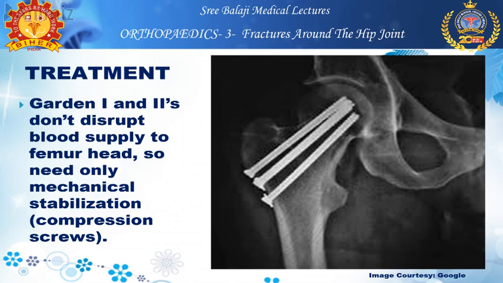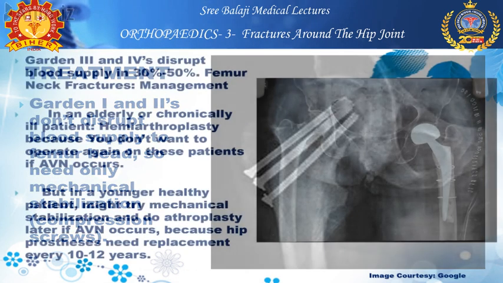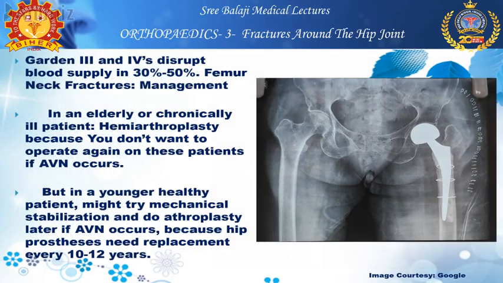What is the treatment modality for Garden's type 1 and type 2? Since type 1 and type 2 do not disturb the blood supply to the femoral head, there is no need for any mechanical stabilization; a compressive screw fixation is more than enough. Whereas Garden's type 3 and 4 disrupt the blood supply by 30 to 50%. So the femoral neck fracture management differs for types 3 and 4. Mostly the third and fourth go for AVN, and we go in for a hemiarthroplasty or total hip replacement depending upon the age and the medical comorbidities the patient carries.